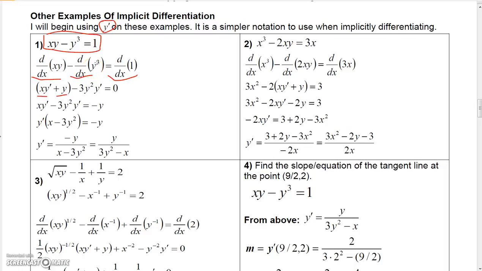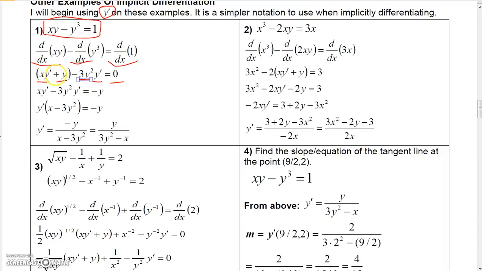So I have to use the general power rule. And remember, the general power rule says you use the power rule, so that would be 3y squared, but then you multiply by the derivative of the inside. So I have to multiply by the derivative of y, which is y prime. And then the derivative of the constant is 0.